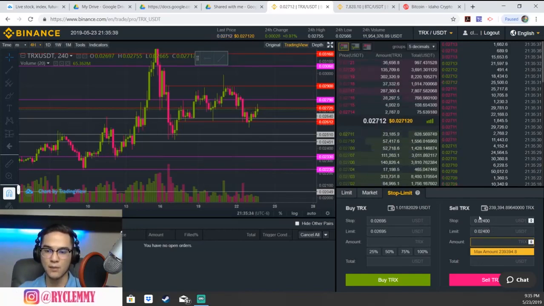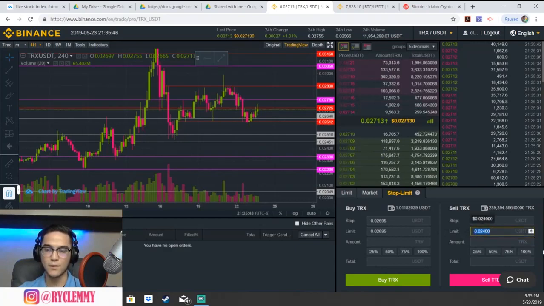But the problem with this setup right here is that if the price of Tron just tanks below this, and then your order goes in to sell at 2.4 cents, but it just bombs past it, your stop limit's not going to get filled and you're going to wake up to a huge loss, and that's going to be a crappy day. So you're going to want to create what they call a range, okay?